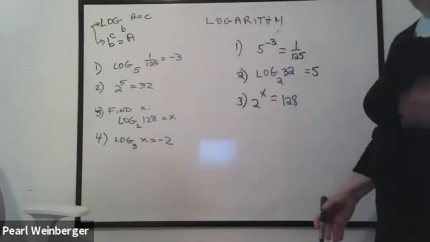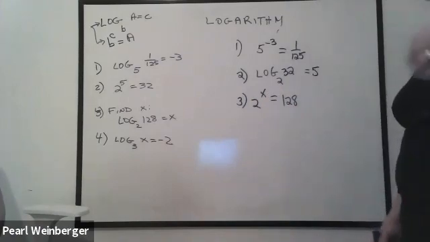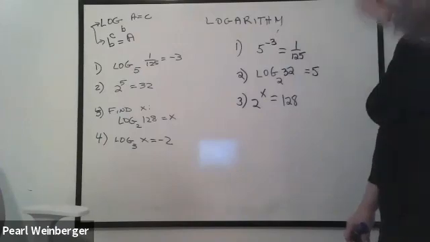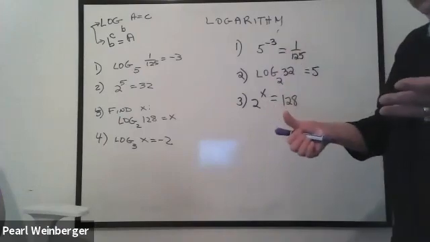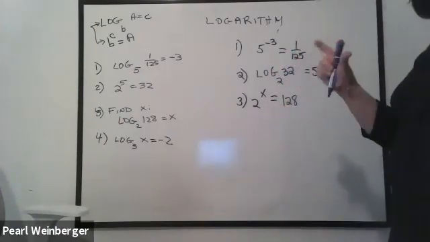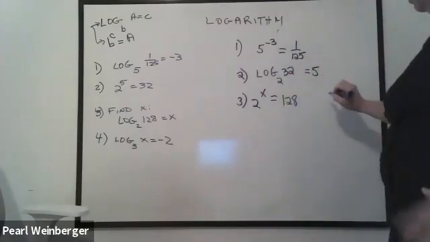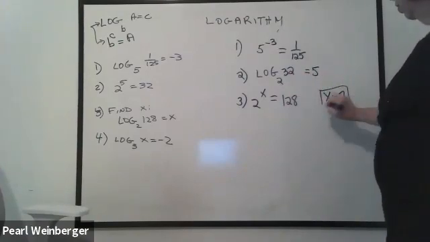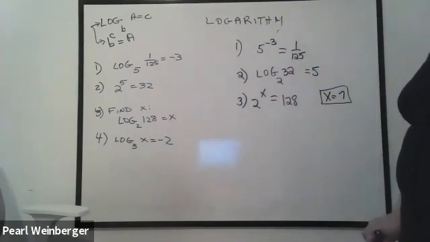We could do that either on our calculators, just try multiplying the 2 a number of times, or just do it in our heads. 2 times 2 is 4, times 2 is 8, times 2 is 16, times 2 is 32, times 2 is 64, times 2 is 128. I had to multiply 2 7 times in order to get to 128. So my answer in this case would be 7.